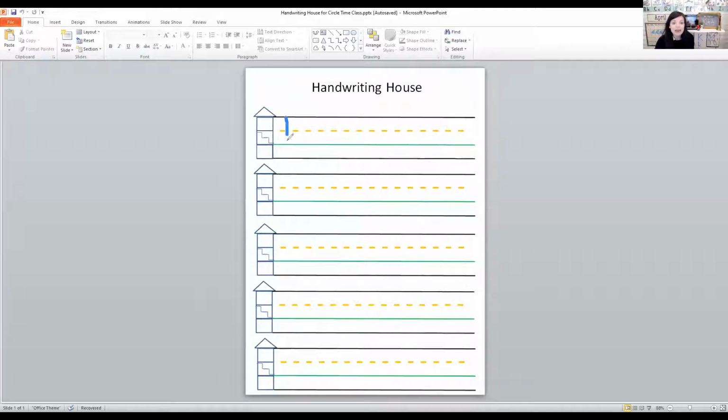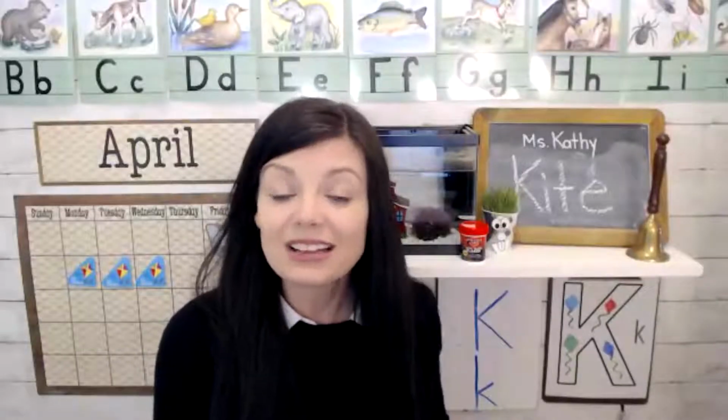So here's the big K, number 1. Slide to the middle and slide out. And the little K, go downstairs and slide to the middle and slide out. We talked about the sound that letter K makes, ka, ka, ka.